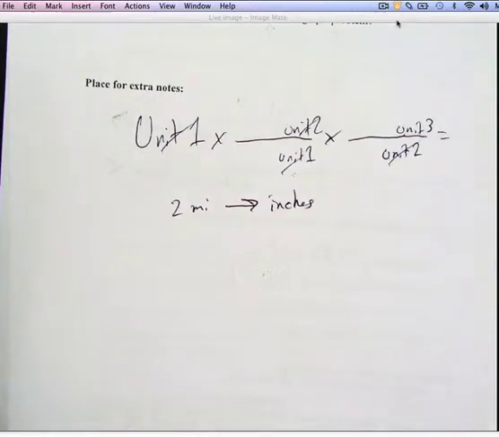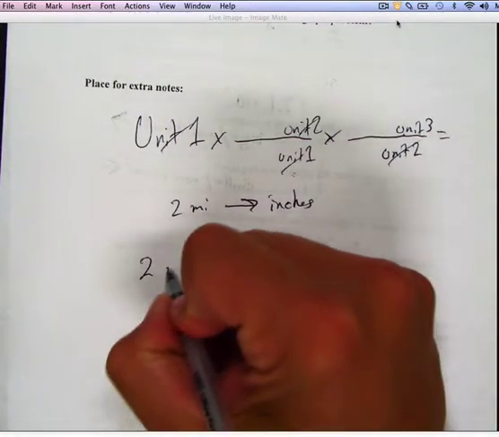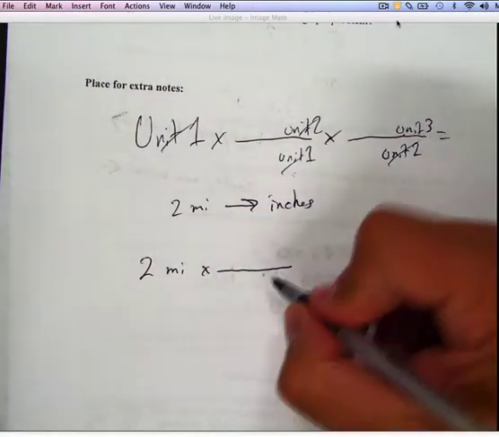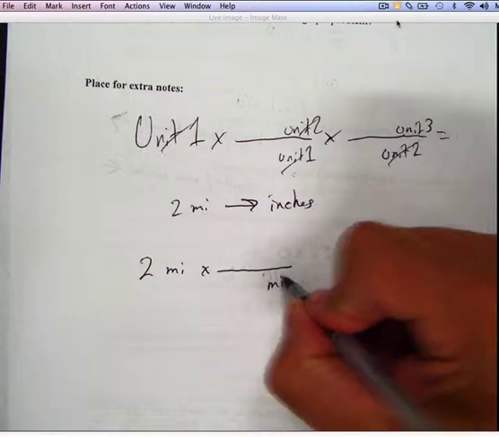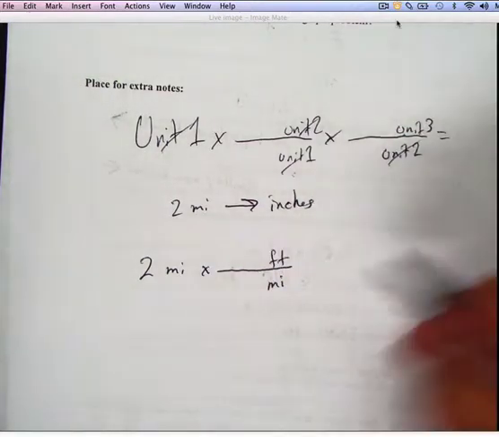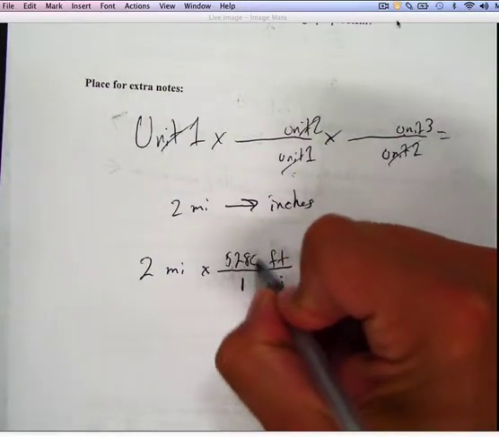Some of these conversions you might have to look up. Some are going to be given to you. So 2 miles is our given. Gonna do this, my first step. I can't go straight from miles to inches, so I gotta go miles to feet. I know that for every 1 mile, this is my bigger unit, I have 5,280 feet.